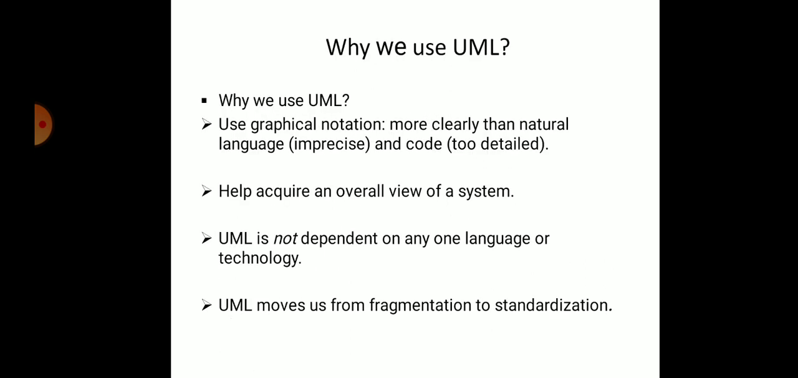Next, why do we use UML? Because graphical notation is clearer than natural language, and code is too detailed. It helps to acquire an overall view of the system. It does not depend on any one language or technology. It moves us from fragmentation to standardization.